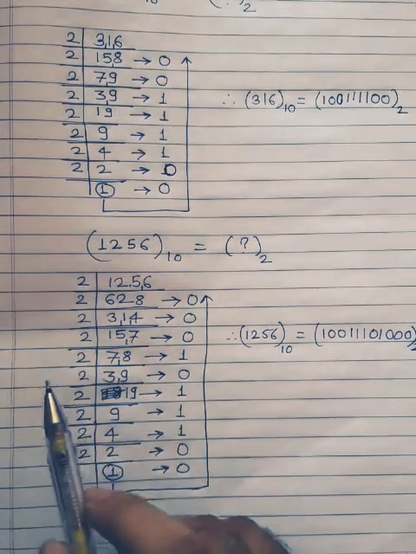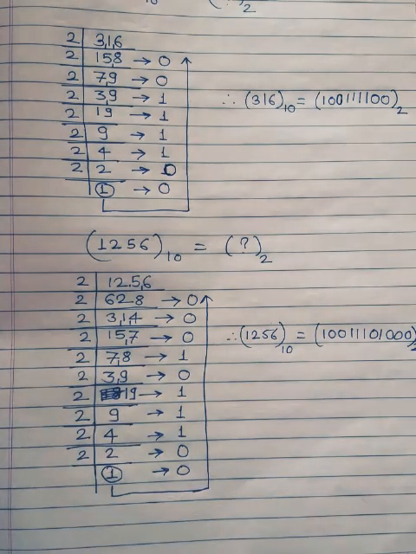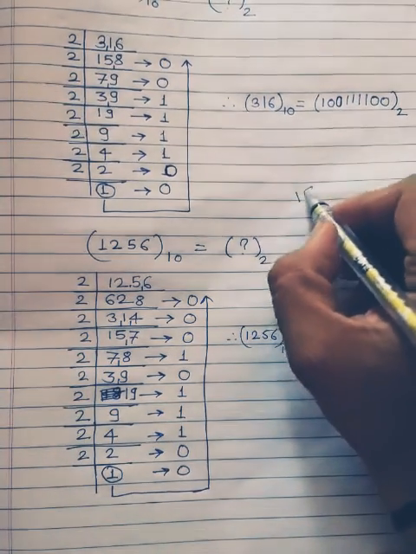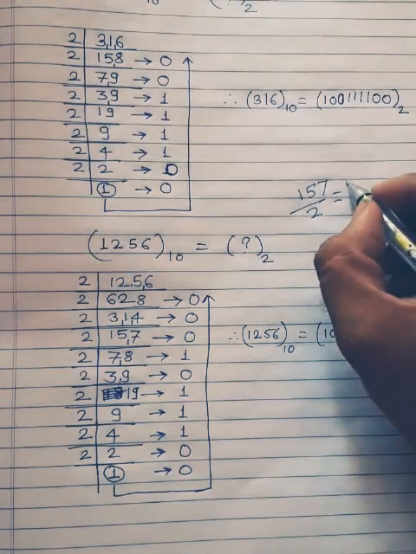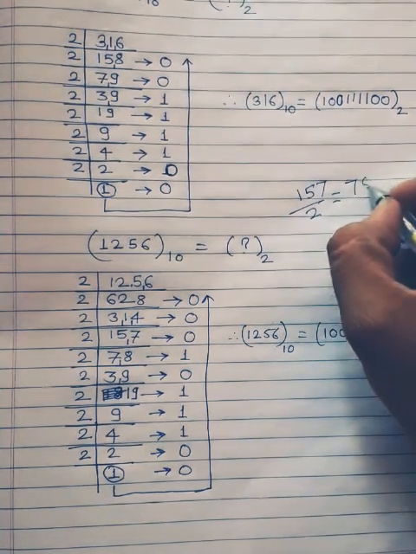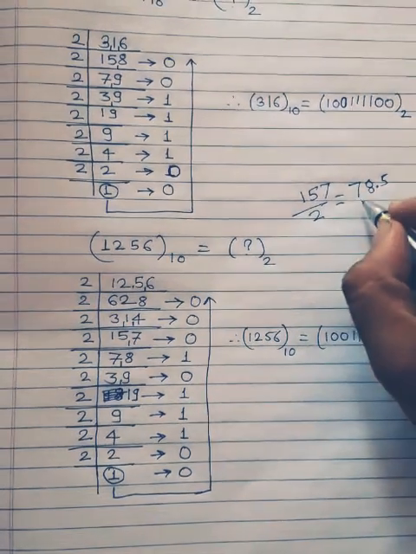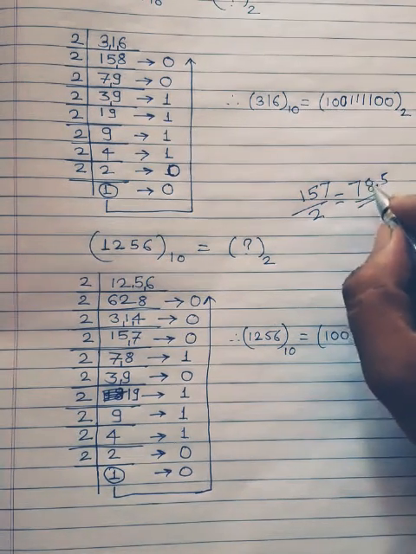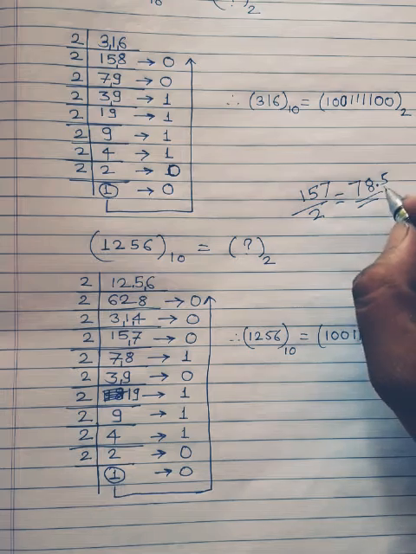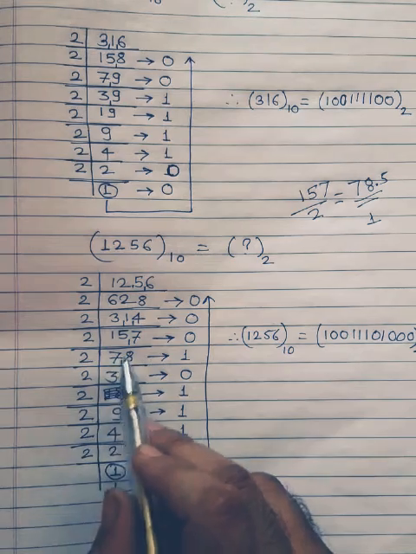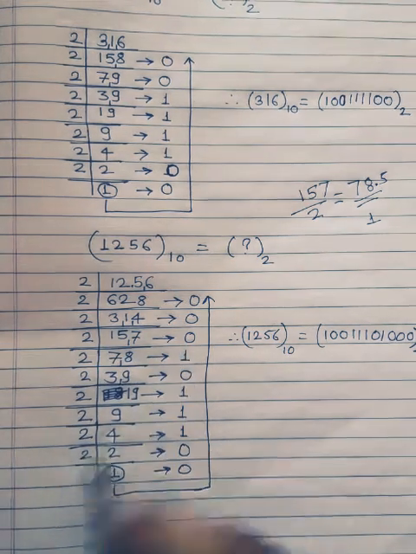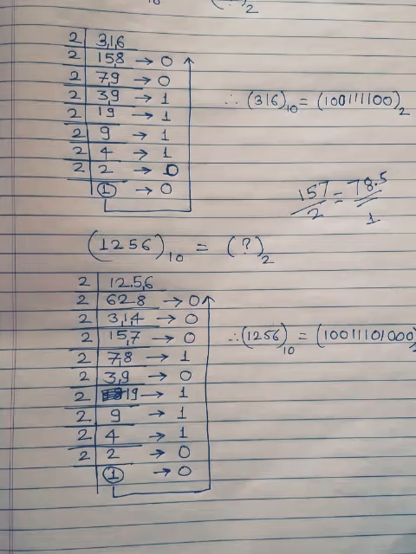Start dividing by 2. If you are poor in division, you can use the calculator. Now see, in the calculator, if you divide 157 by 2, what will be the answer? The calculator will give you 78.5. You consider only 78. When 0.5 is there, you just give 1 as the remainder. Just you can see here 78 is the division and 1 is the remainder. Like that you can do.